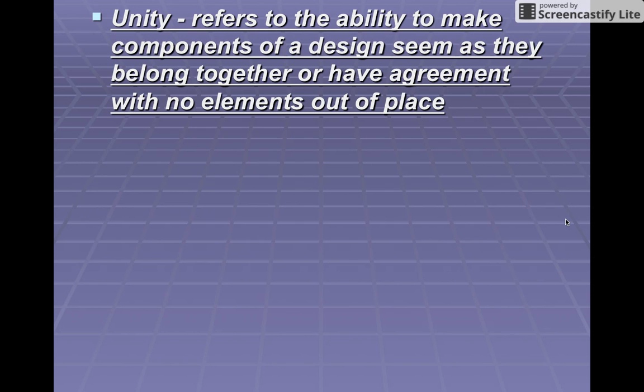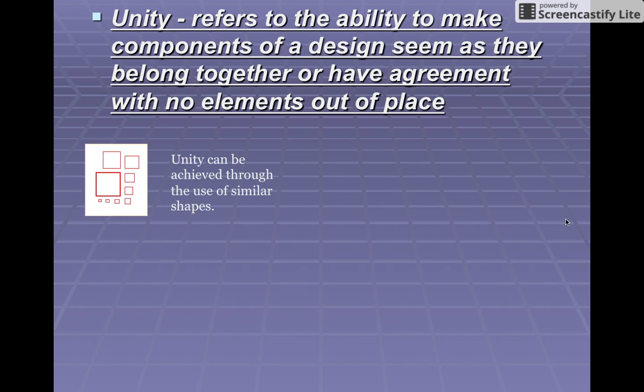And then lastly, we have unity. Unity refers to the ability to make components of a design seem as if they belong together or have an agreement. So there's 4 different types of unity, and this one's easy to understand for the fact that it makes things belong together, but you have to know why they belong together. And they belong together for one of these 4 reasons.